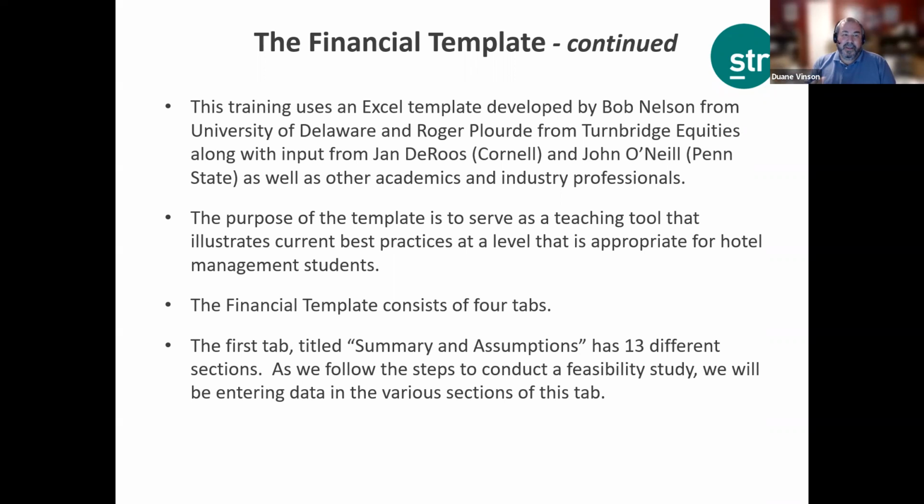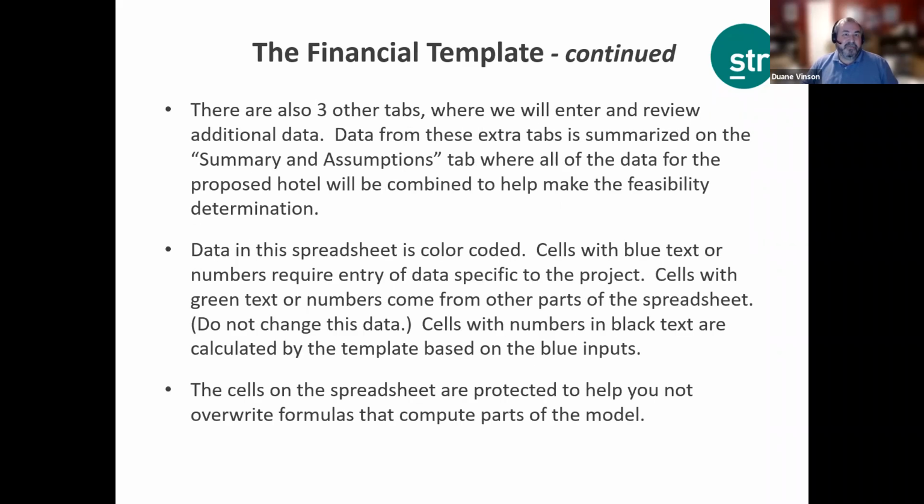Okay. So the purpose of this template is to serve as a teaching tool, and it illustrates the current best practices at a level that's really appropriate for hotel management students. The financial template consists of 4 tabs. The first tab, which we're going to spend a lot of time on, is the summary and assumptions tab. There are 13 different sections or boxes within that tab. As we follow through the steps of our feasibility study, we're going to be entering information in all of those boxes. There are also 3 other tabs included in the template, where we're going to be entering information, we're going to review information from others. You're going to see information carried over to others.